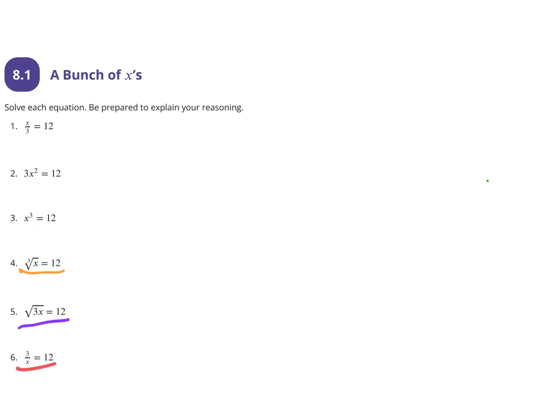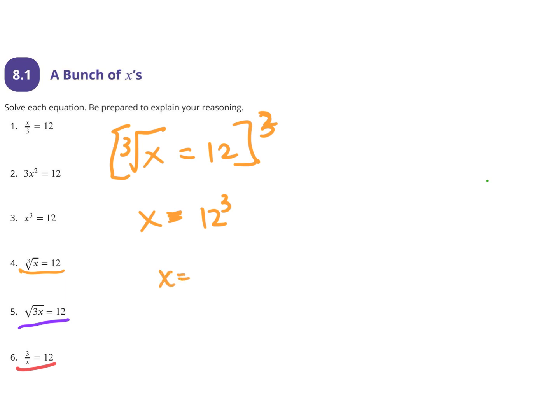Okay, now looking at the next three. The cube root of x equals 12. To get rid of a cube root, you have to cube everything. So x equals 12 cubed. And 12 cubed is 12 to the 3rd power, which is 1728.